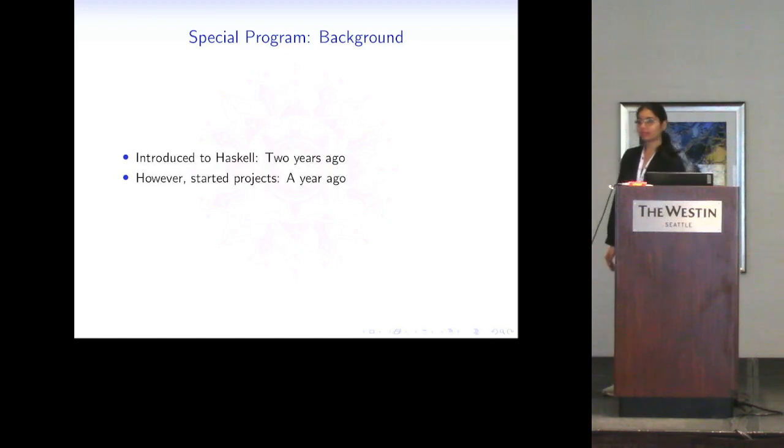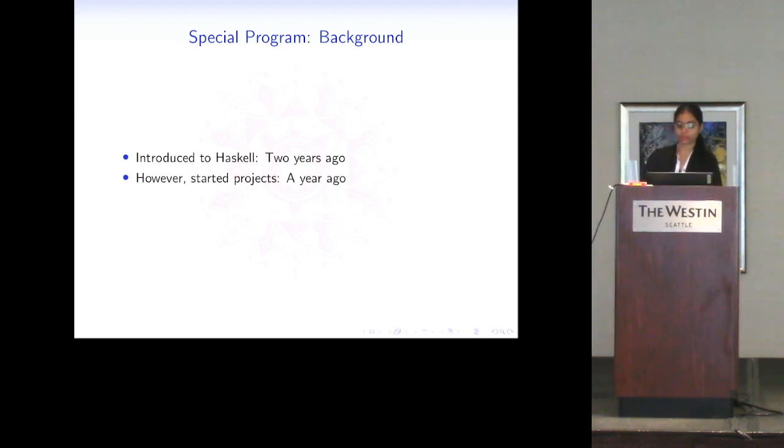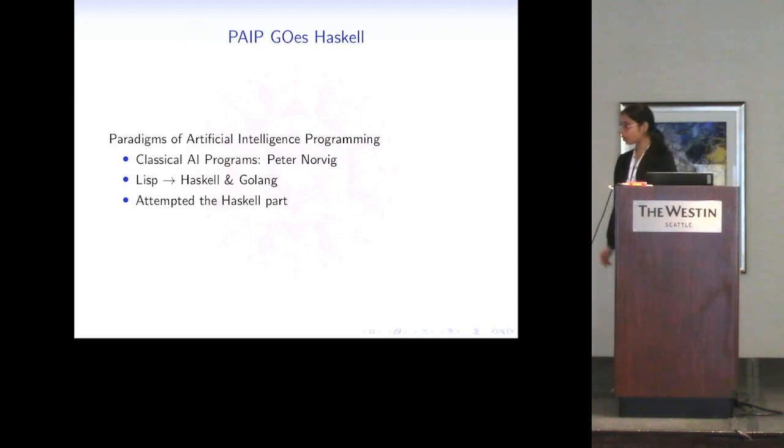All right. So, some background. I was in a women engineers program in India, and that's where I was introduced to Haskell around 2 years ago. But I did not start taking it seriously up until December of last year, wherein I did a project in it, one of my first bigger projects. So that was called PAIP Goes Haskell. Paradigms of Artificial Intelligence Programming is a book by Peter Norvig. It's about classical AI programs from before the 90s, so about programs pre-neural networks essentially.